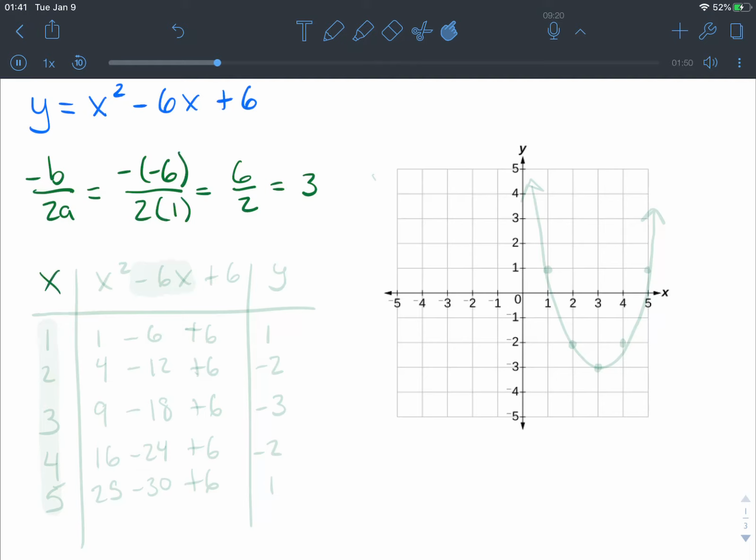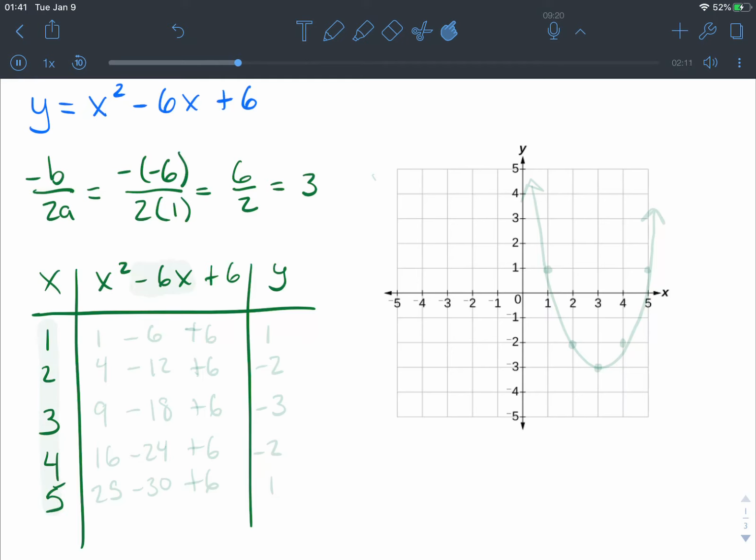So now what we want to do is we want to write our table. So we have x, and then our equation, x squared minus 6x plus 6, and then our y. 3 is going to go in the middle, which means we have a 2 and 1 and a 4 and a 5. And we want to plug these numbers in. So 1 squared is 1, 2 squared is 4, 3 squared is 9, 4 squared is 16, and 5 squared is 25.